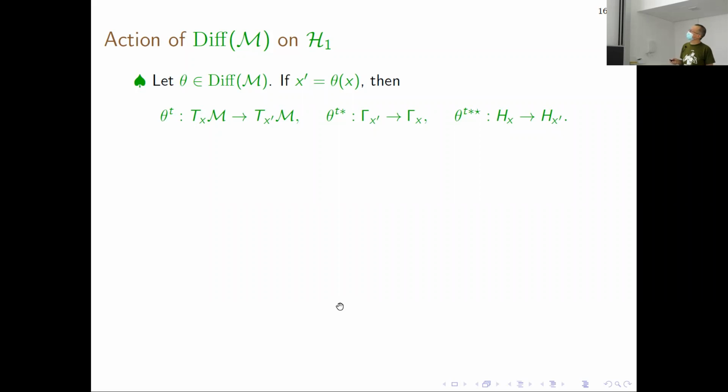So if theta is a diffeomorphism, and if it maps the point x to the point x prime, then, as before, this is the tangent map given by this diffeomorphism. This is the corresponding pullback, which maps one scalar product to another. And now this Hilbert space and this Hilbert space are constructed over the corresponding spaces, and I can use this pullback to define another pullback, which maps the Hilbert space Hx to the Hilbert space Hx prime.